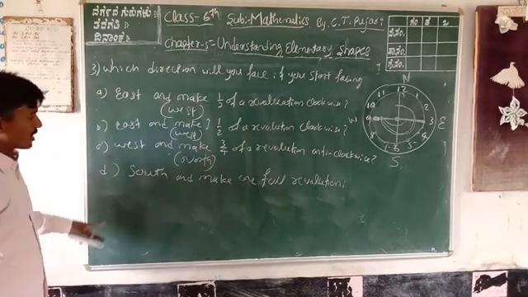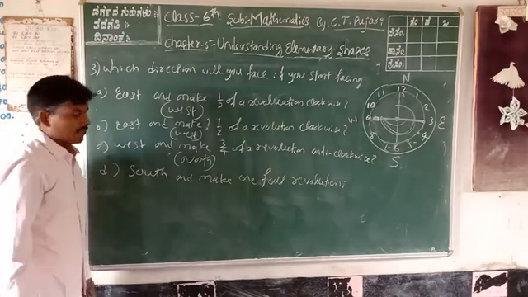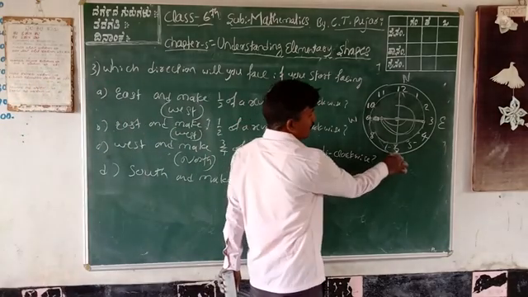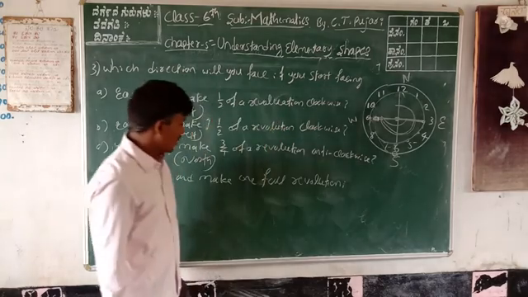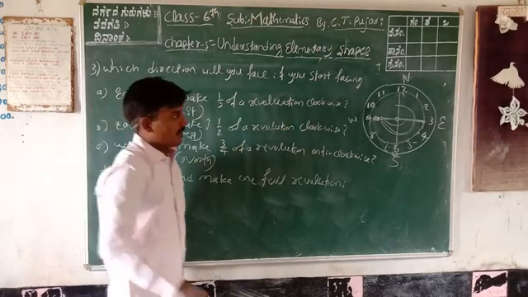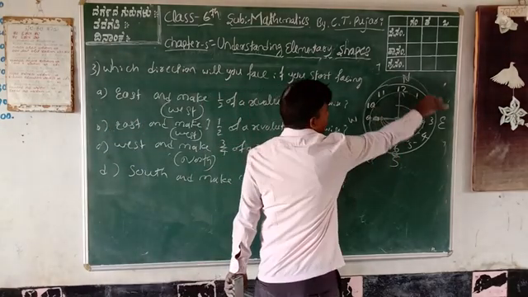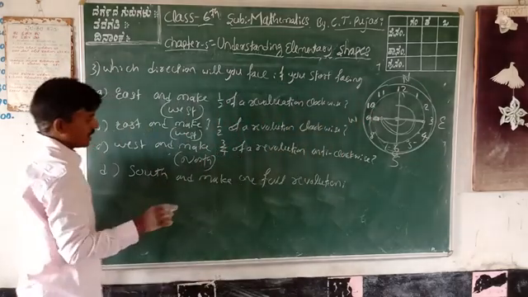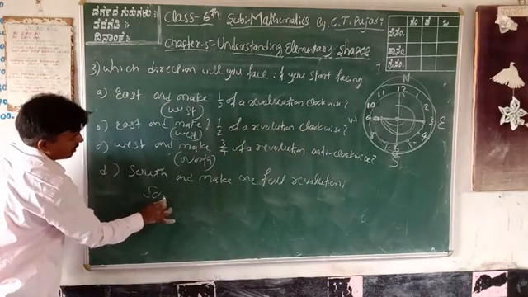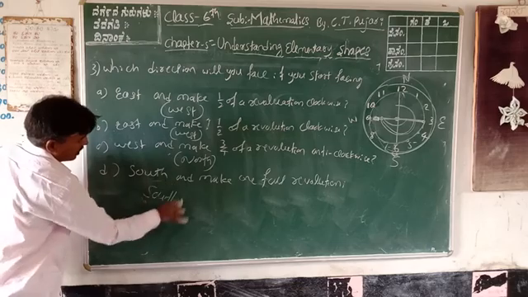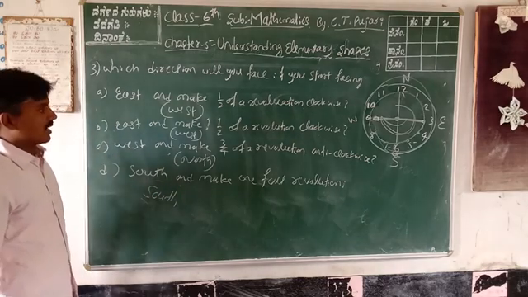The next one is what? The last one: south. South to how much? One full revolution. One full revolution is what? That is again south, the same as it is. Again south.